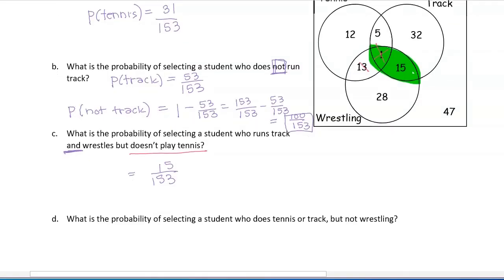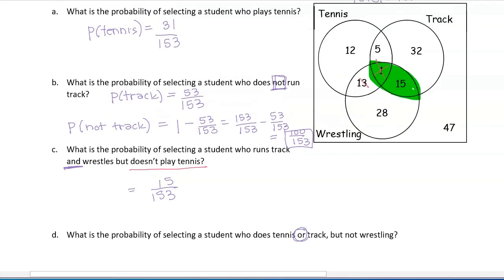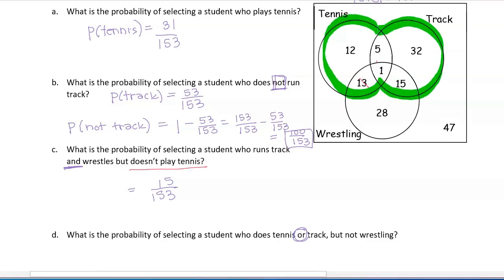And then finally, this last question says, what is the probability of selecting a student who does tennis or track, but not wrestling? Tennis, all of tennis, or track, or their intersections. So it's every student within this green bubble. But there's another caveat. The question is asking for those that are not also in wrestling.